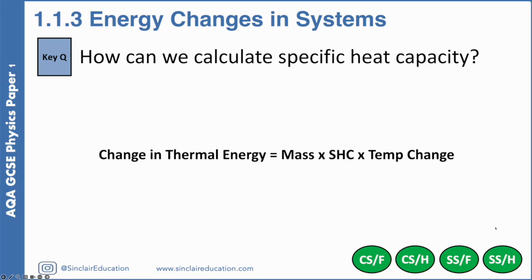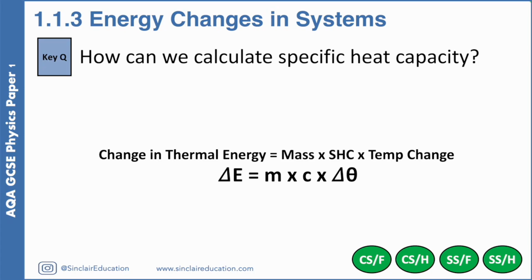Now, we have an equation for this. You don't need to learn it in any way, but you do need to be able to use it. So we've got change in thermal energy is equal to mass times specific heat capacity times temperature change. Now, this does appear and can get used a bit later on when we look at particle model and density, a bit later on in latent heat. So it does tend to actually get quite heavily assessed when we're using this calculation.